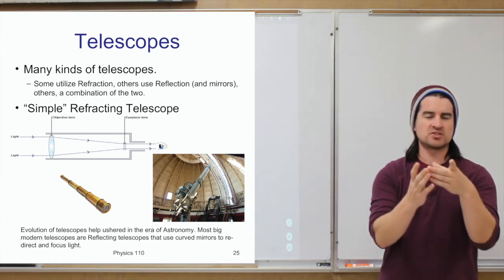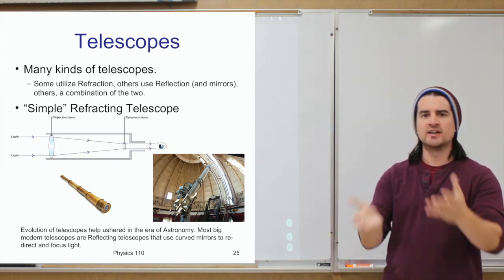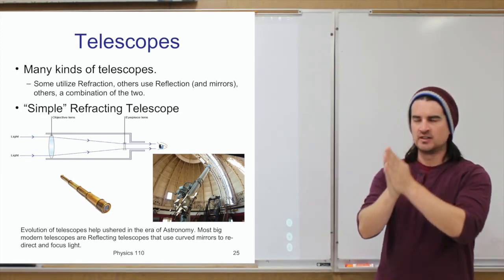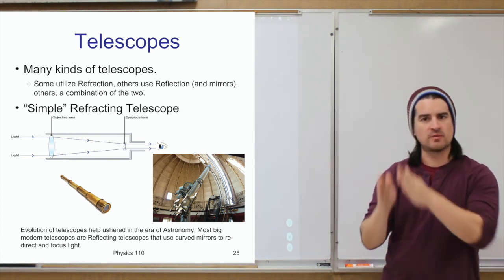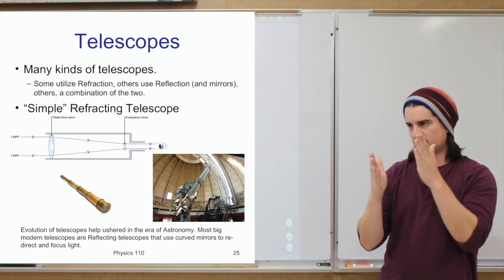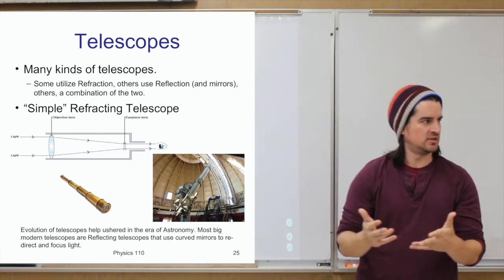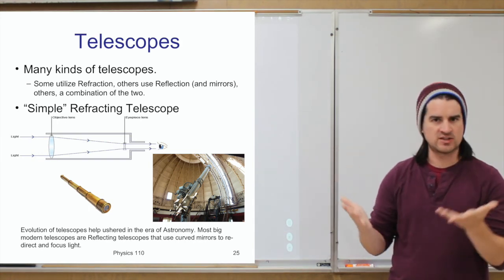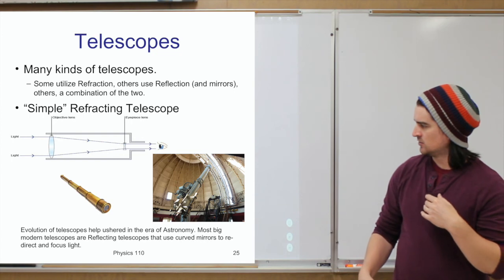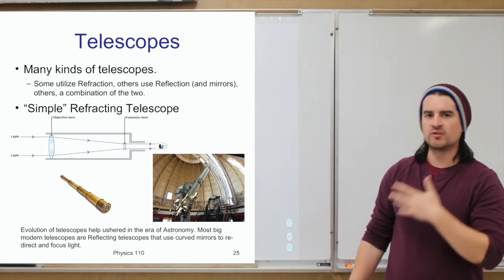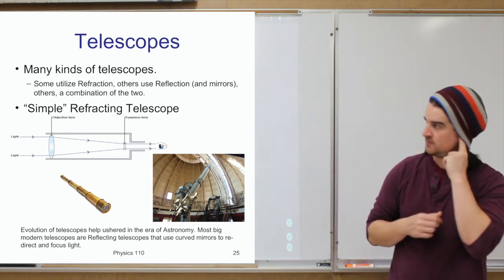Again, it's the same idea where you have a very large surface that can collect a lot of light and focus it down to a small area, except now not necessarily onto your eye, but maybe onto a photographic plate or a digital receptor, or many other fancier things. And it turns out that most of the very big telescopes that we have today are actually reflecting telescopes.